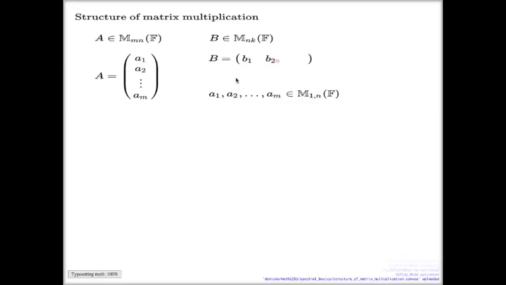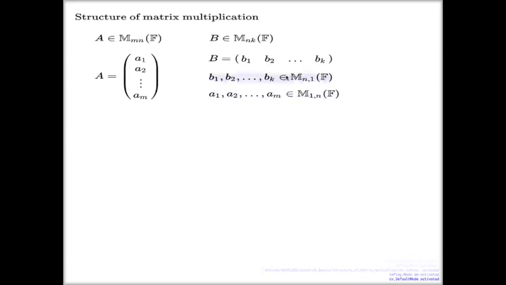For B, I'll give it a column structure. So B1, B2, BK, altogether we have K columns, will be the symbols representing the columns of that matrix. Each little B1, little B2, little BK is a column vector, or just a one column matrix of N rows. Here we go. I would like to show you what happens when you multiply A and B and try to identify explicitly what happens to each row or each column. That's what I call structure of matrix multiplication.